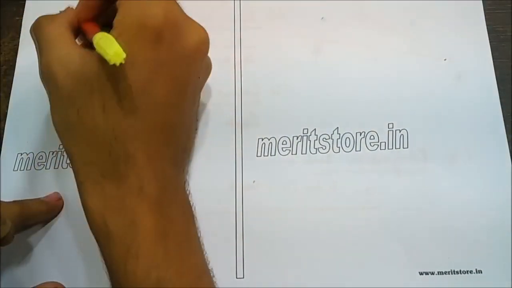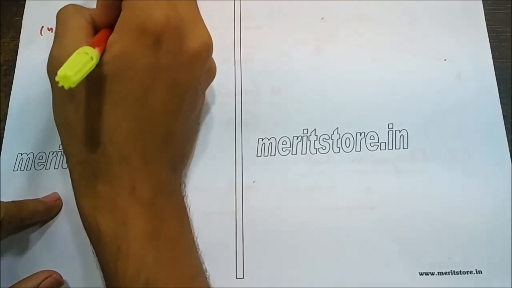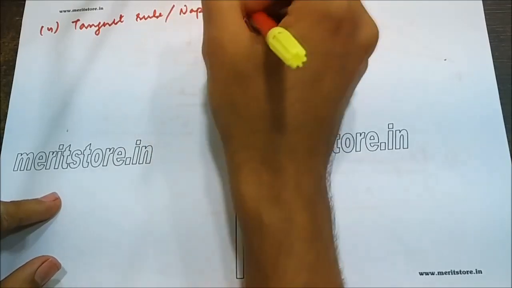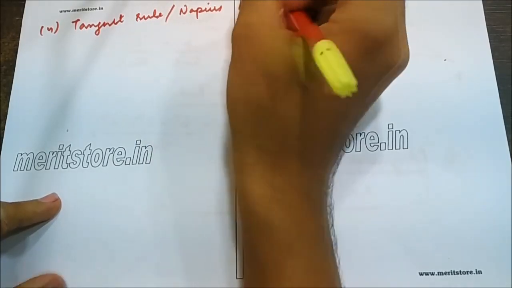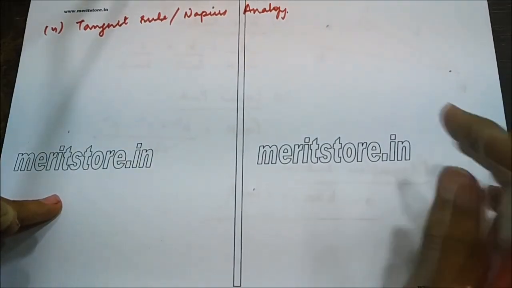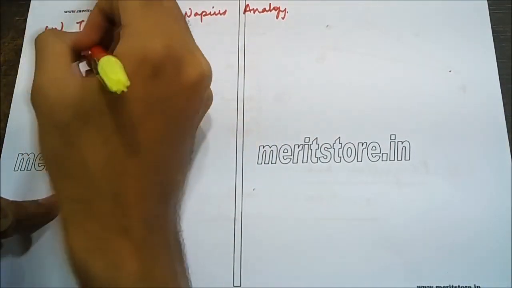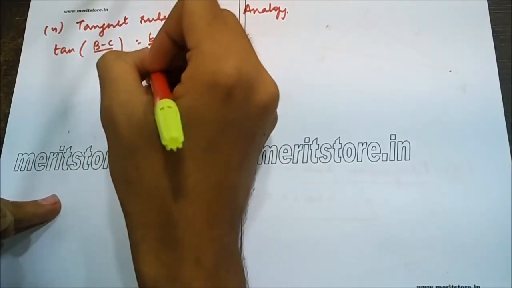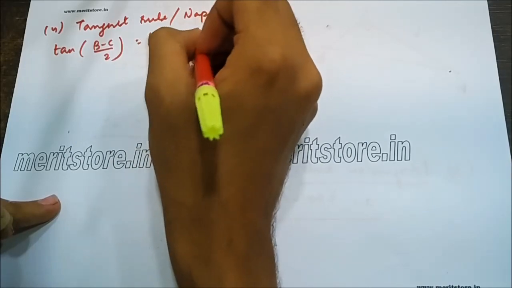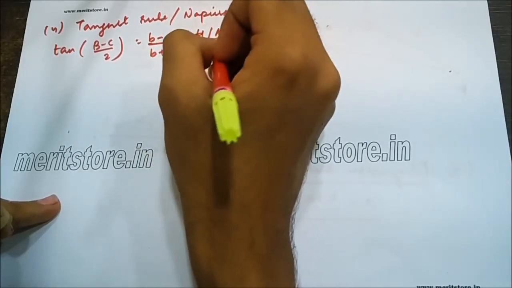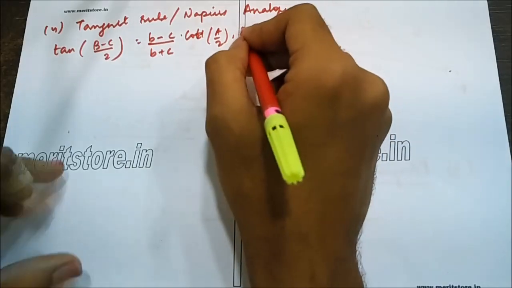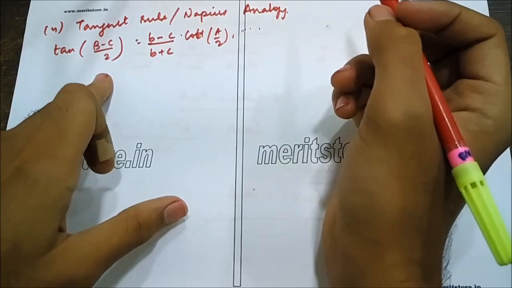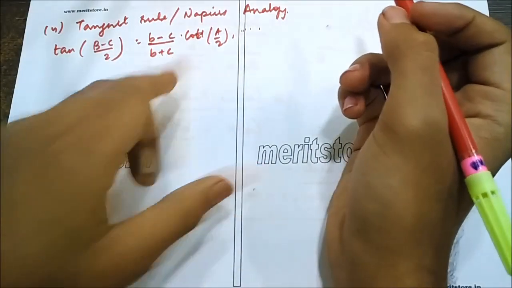Now the fourth one being the tangent rule or Napier's analogy. Okay, so in triangle ABC, tan of (B minus C) upon 2 is equal to (b minus c) upon (b plus c) into cot A by 2, and similarly we can find for the other sides. So tan (B minus C) upon 2 is (b minus c) upon (b plus c) cot A by 2.